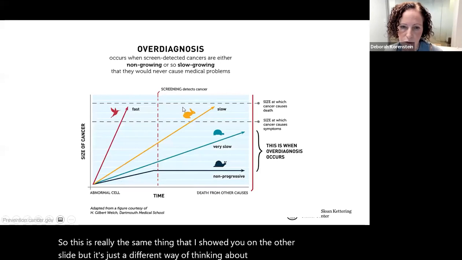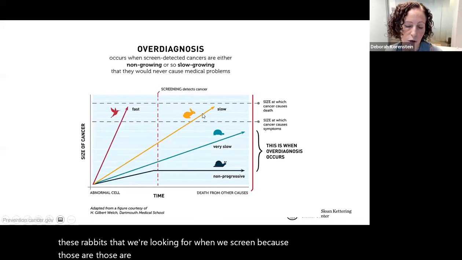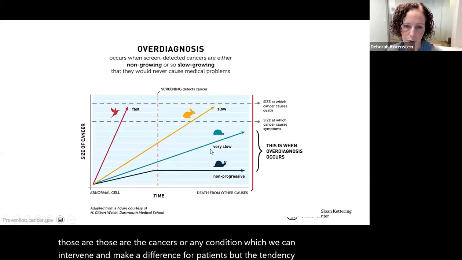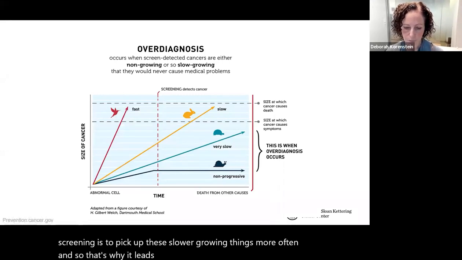So it's really these rabbits that we're looking for when we screen, because those are the cancers, or any condition, for which we can intervene and make a difference for patients. But the tendency of screening is to pick up these slower growing things more often. And so that's why it leads to overdiagnosis.